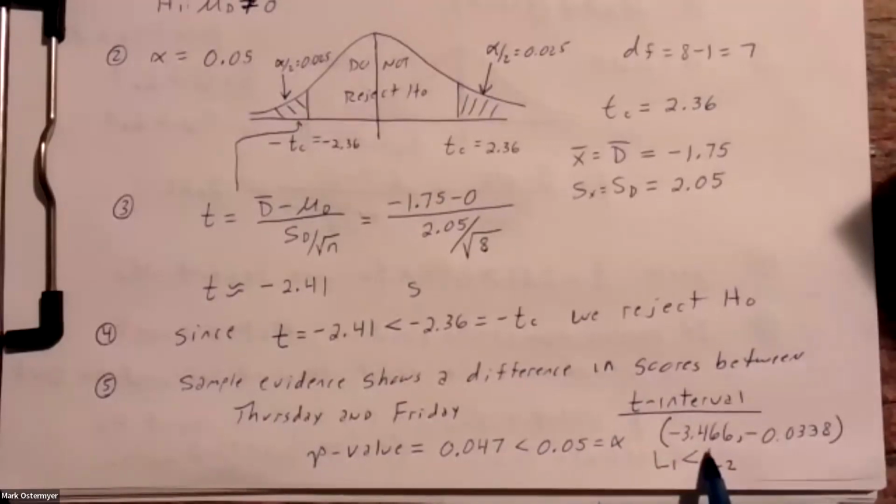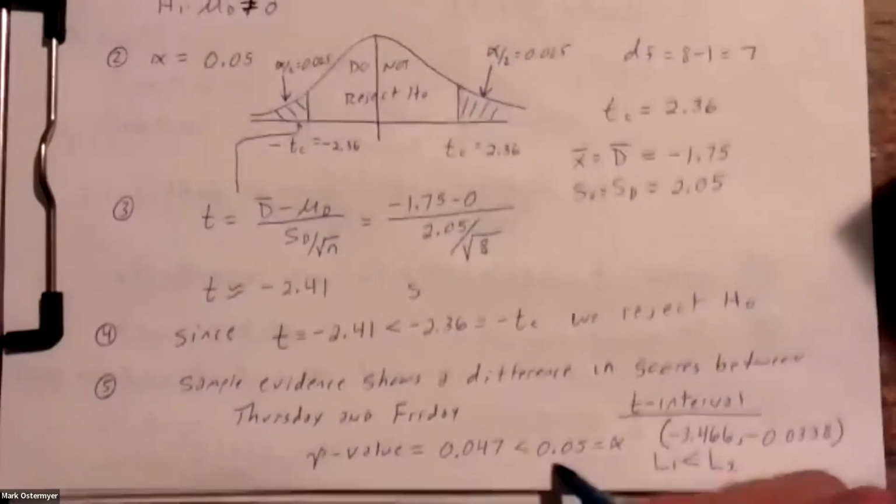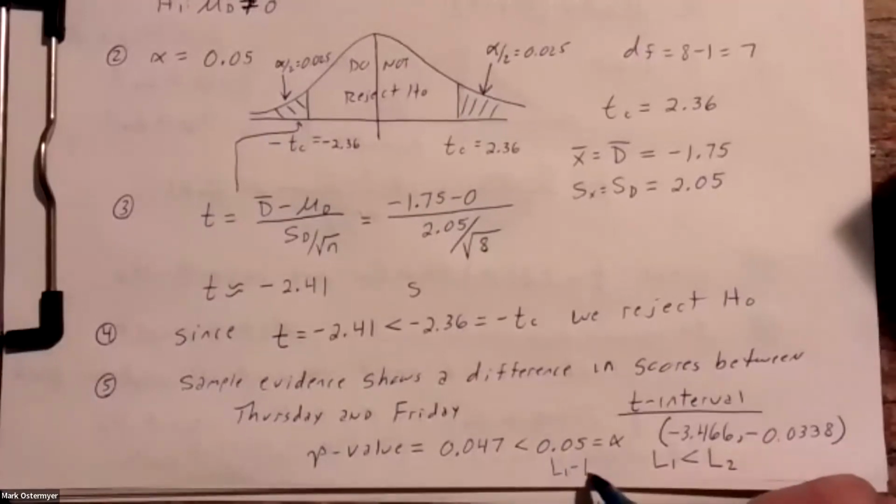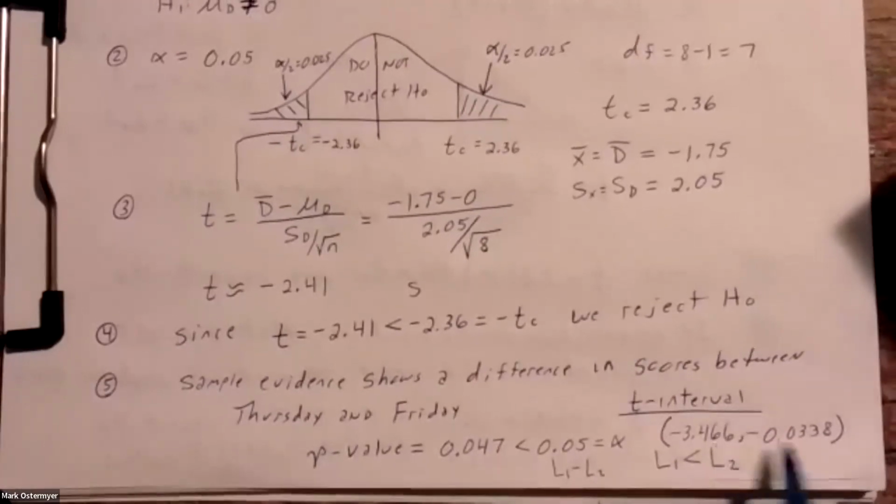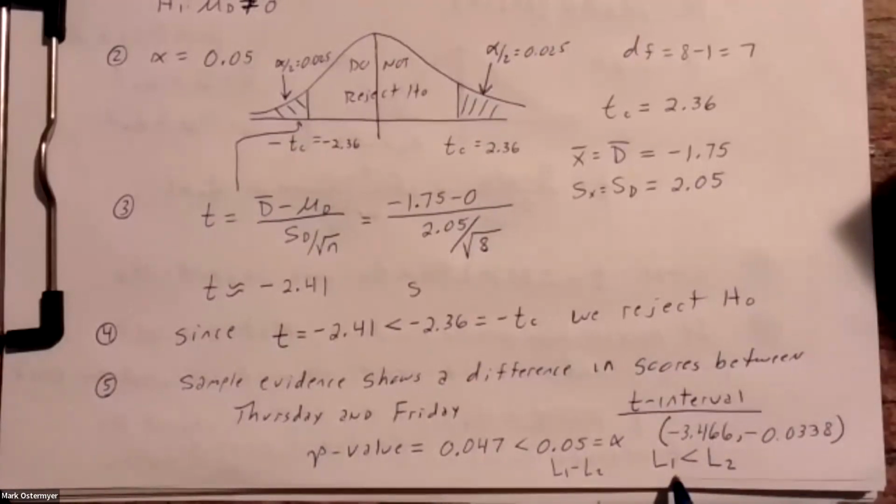The t-interval is also very close with these endpoints, but notice both endpoints are negative, although this upper endpoint is very, very close to being 0. Do you agree? That's not far from 0. But nonetheless, since my order of subtraction was Thursday scores minus Friday scores, and both these endpoints are negative, that would suggest that the Thursday scores were maybe a little bit lower than the Friday scores. Okay, maybe not by much, but it does look like it.